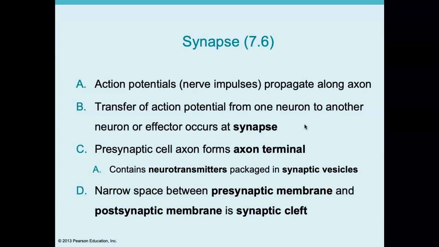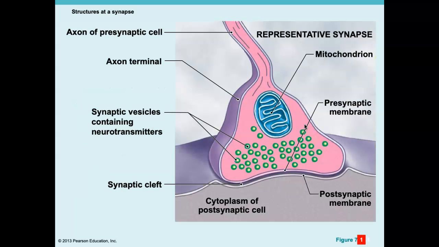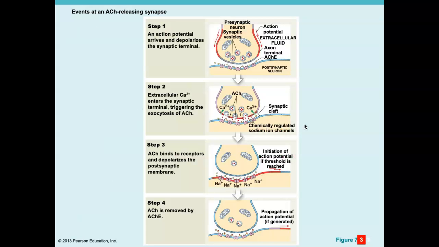The action potential will travel along the axon, and there is a transfer of the action potential from one neuron to the second neuron or to an effector at the synapse. The presynaptic cell axon forms axon terminals that contain neurotransmitters in synaptic vesicles. The narrow space between the presynaptic membrane and the postsynaptic membrane is called the synaptic cleft. You probably remember much of this from the neuromuscular junction, but we'll review it anyway.